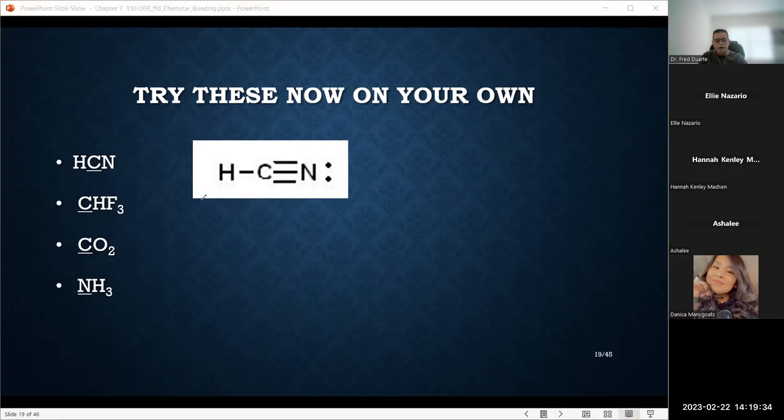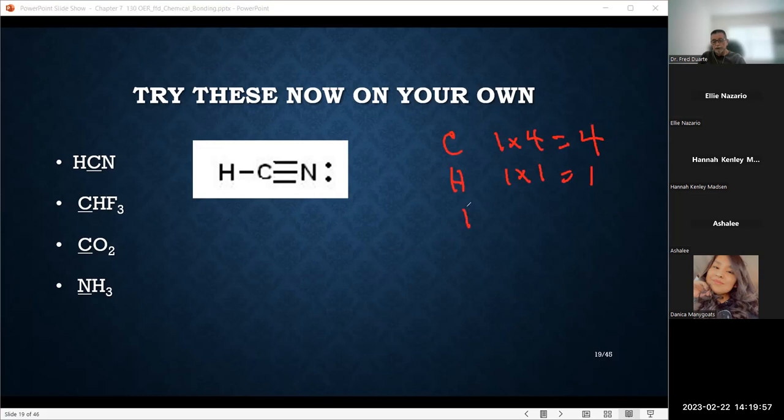Okay. All right, next one right here. We have 1 carbon. Again, 4 valence electrons coming from carbon. We have 1 hydrogen, so we got 1 valence electron.